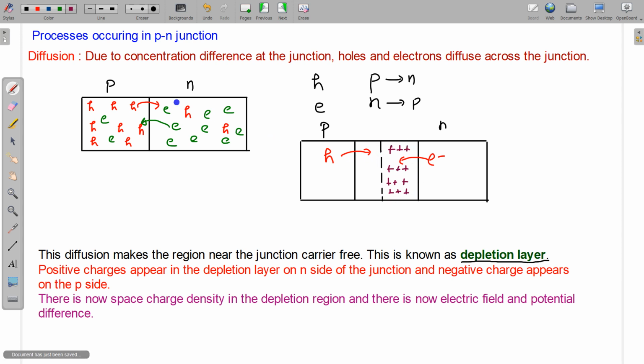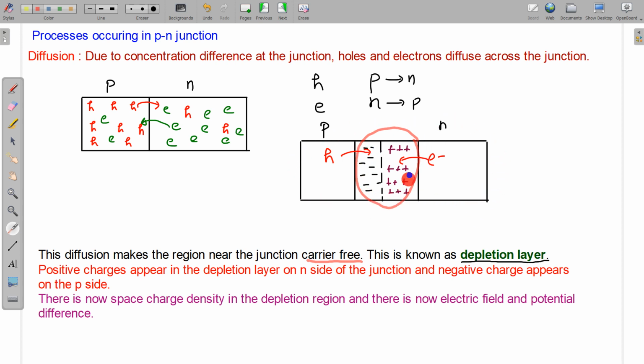And again we will have some negative charge density also. So this region has some negative charge density. So in the depletion layer, or the depletion region, this region is of our interest. In this region it is carrier free, but this region is not charge free now. Overall the complete material is neutral, there is no charge overall.